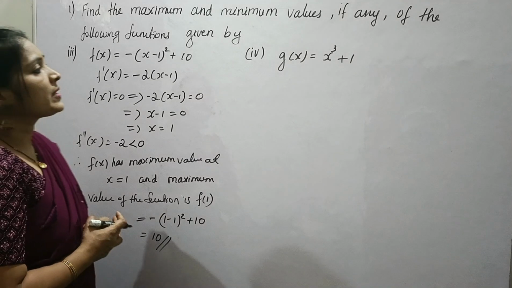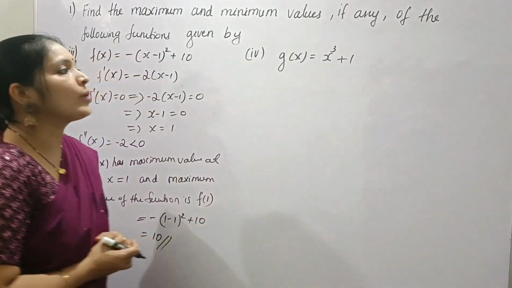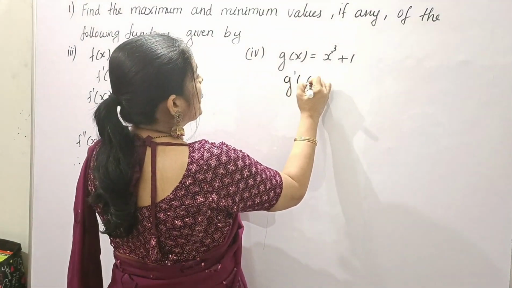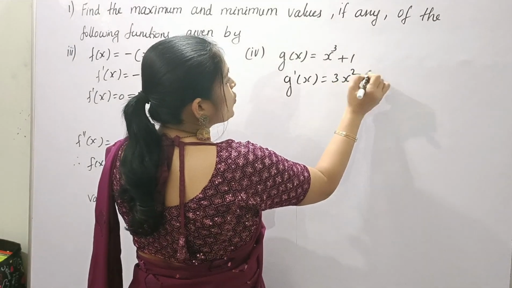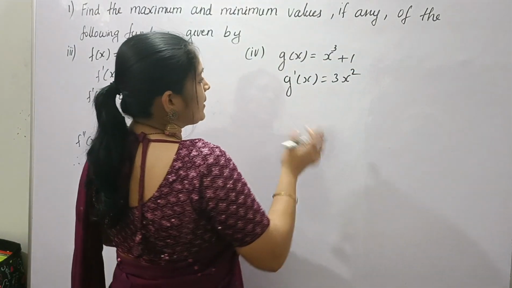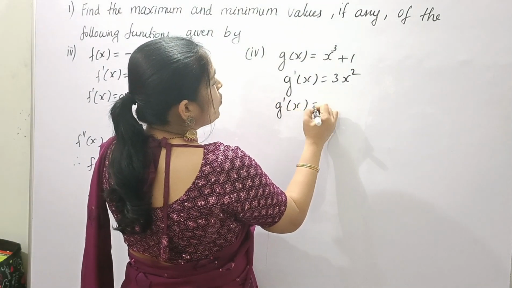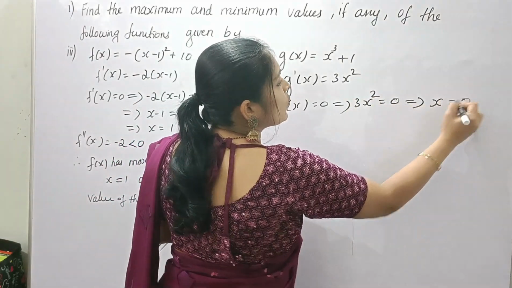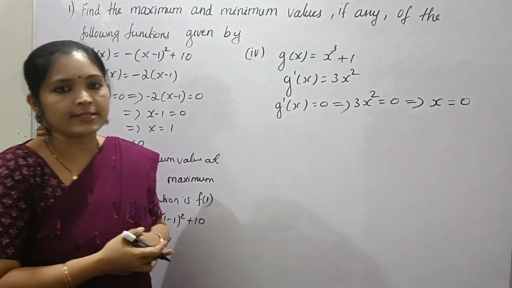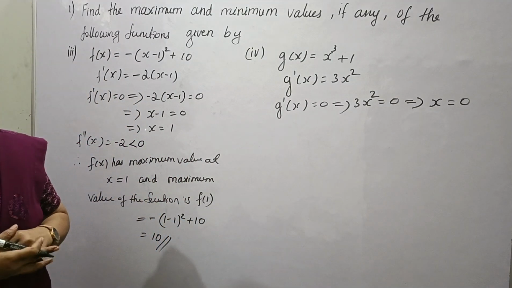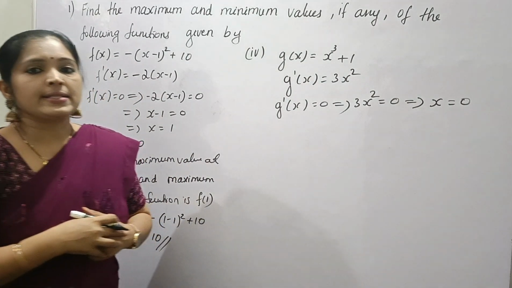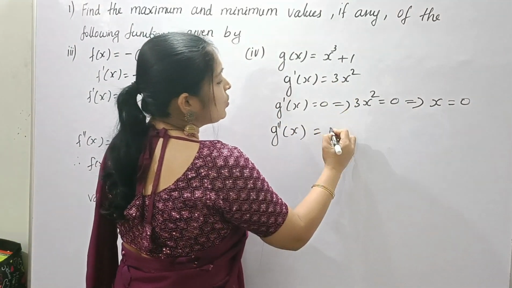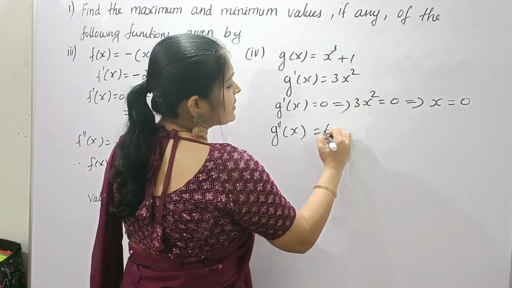So next, fourth one, the fourth function is g of x is equal to x cube plus 1. Okay, let's find g dash of x. g dash of x is equal to 3x square plus 0. Okay, then g dash of x is equal to 0 implies 3x square is equal to 0, that implies x square is equal to 0, that implies x is equal to 0. Okay, x is equal to 0 is a critical point. Okay, so what is the next step? Find g double dash of x. That is equal to 3 into 2x, that is 6x, right?